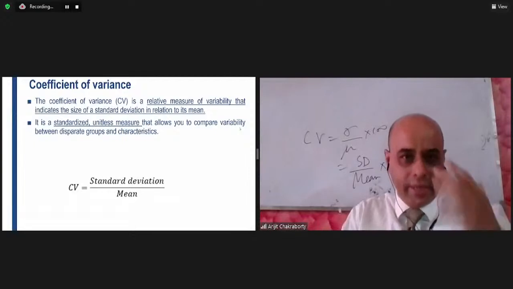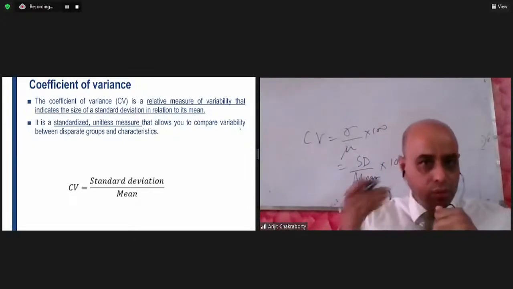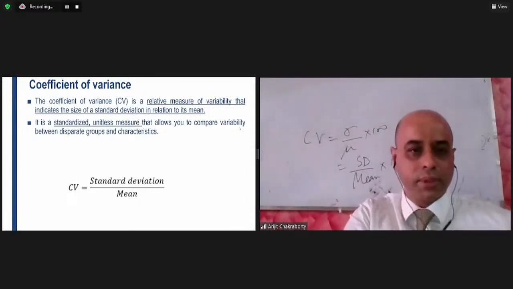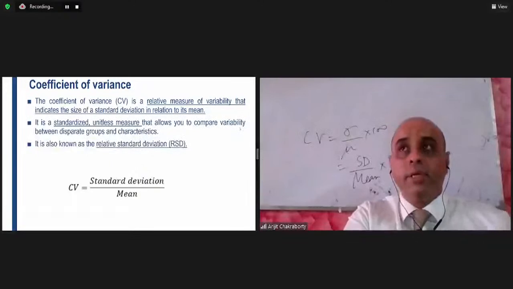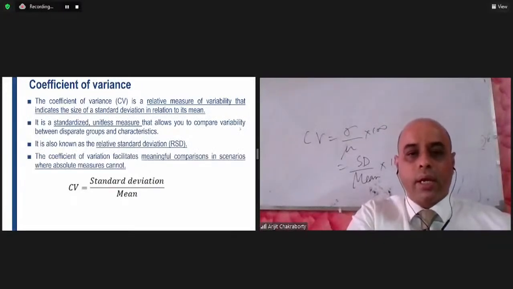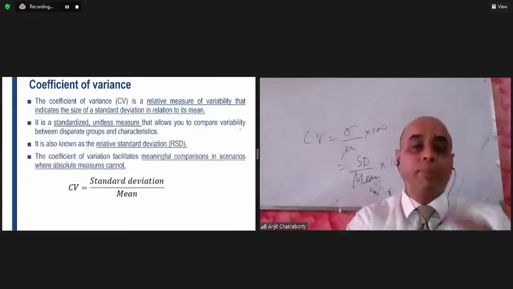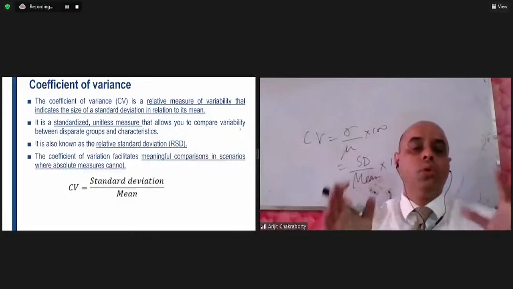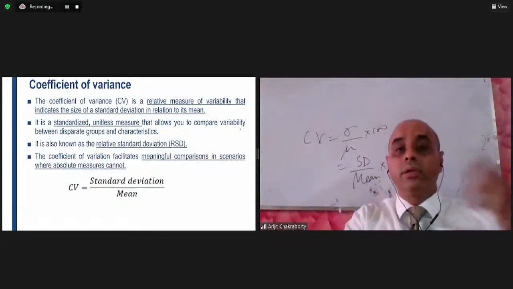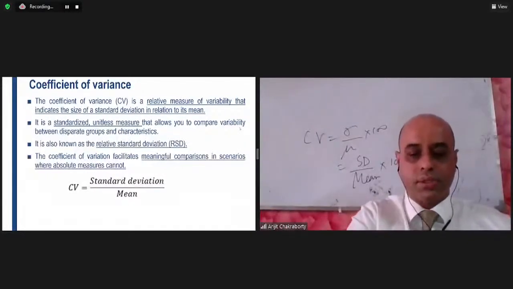So the coefficient of variation, CV, will be unitless. There will be no unit. It is just an absolute number or a percentage, you can say. Now please note it is also known as relative standard deviation or RSD, and it is a very good measure for comparison of two distributions or two groups of data. Where we cannot use absolute measures, we will definitely try to use the coefficient of variation.